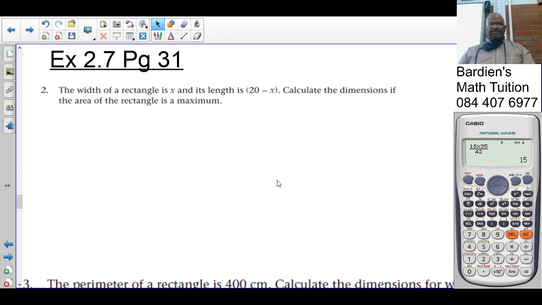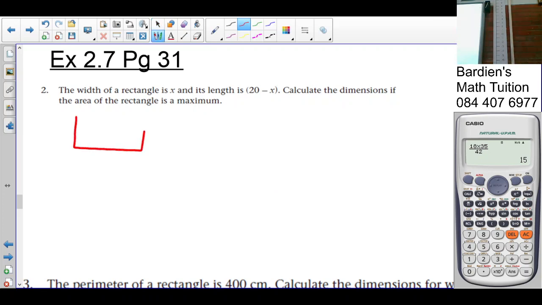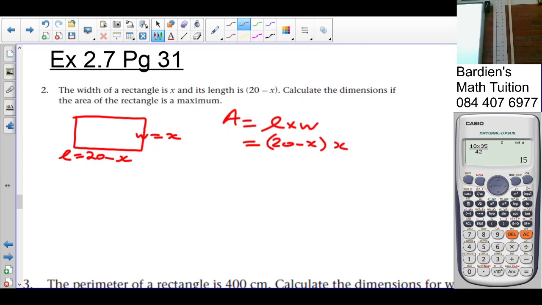Exercise 2.7, page 31. We are told that the width of a rectangle is x. So again, we draw the rectangle. The width of the rectangle is x, and its length is 20 minus x. Calculate the dimensions if the area of the rectangle is the maximum. So we work out the area first. How do you work out the area of a rectangle? Length times width. So it's going to be 20 minus x times x, which is 20x minus x squared.